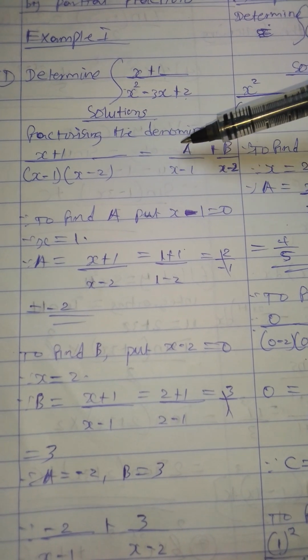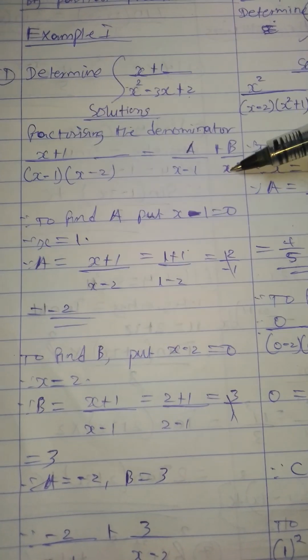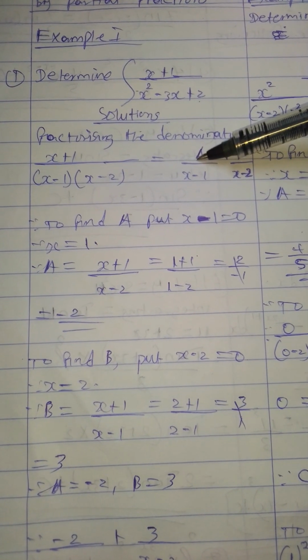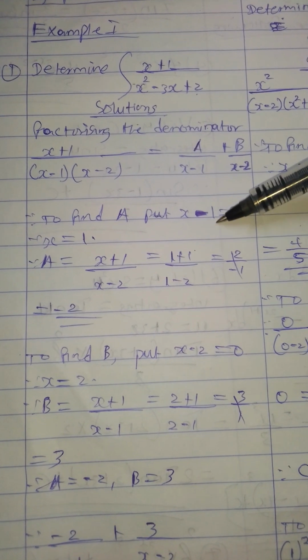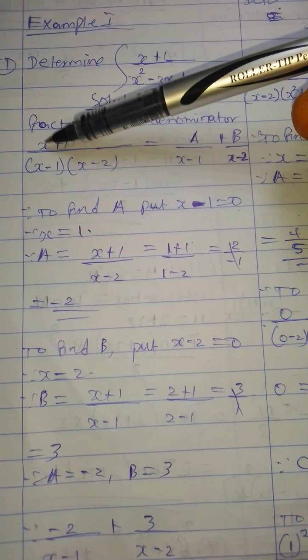Now, therefore, this is equal to A over x minus 1 plus B over x minus 2. You understand? So therefore now, to find A, put x minus 1 equal to 0. So that becomes x is equal to 1. So putting x equals 1 in this equation.